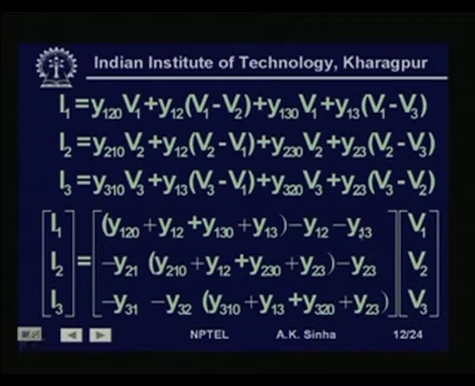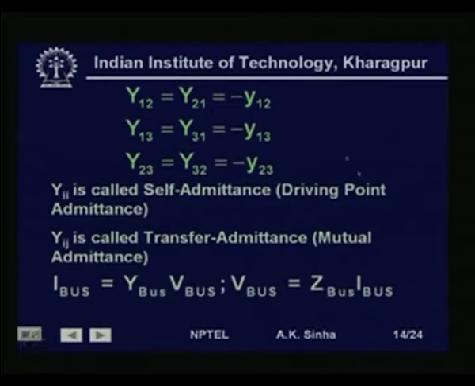So, we can see that the off diagonal elements Y12 is equal to Y21, and that is equal to minus small y12, the series admittance of the line between 1 and 2, it is the negative of that, and Y13 is equal to Y31 is equal to minus y13, Y23 is equal to Y32 is equal to minus y23.